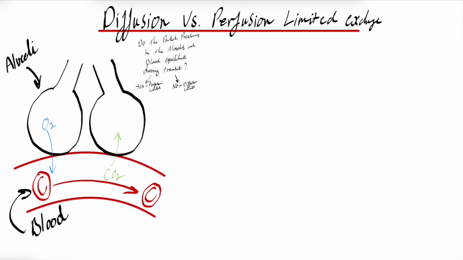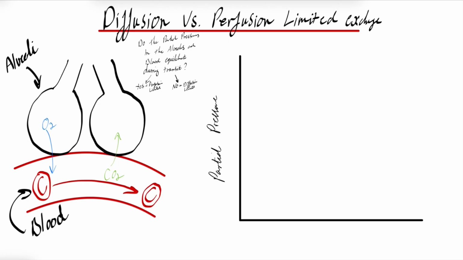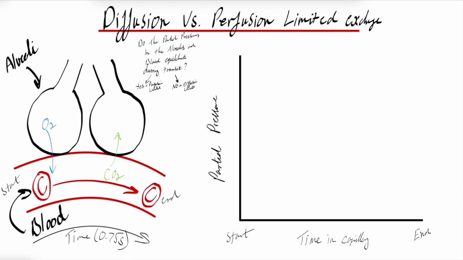And we can demonstrate this using a graph where on the y-axis we put partial pressure, and on our x-axis we'll have time in the capillary, or you can have on the left the start of the capillary and on the right the end of the capillary to represent the blood which will be moving from left to right across the capillary, which must happen over a time frame, which will still give you your time for the x-axis. And as we said before, for normal lungs at rest, the time that blood has to equilibrate is about 3/4 of a second, so 0.75 seconds or 750 milliseconds.